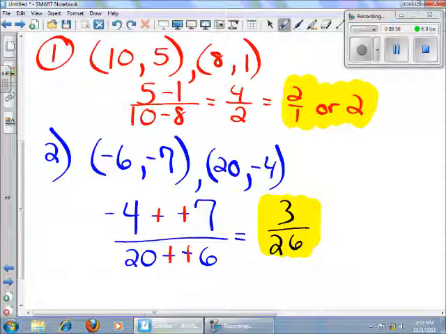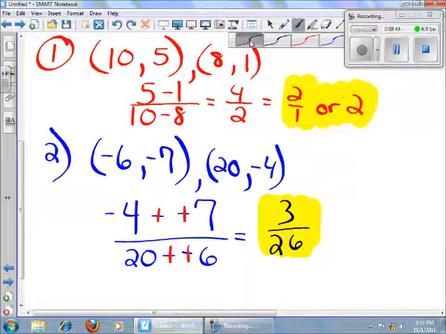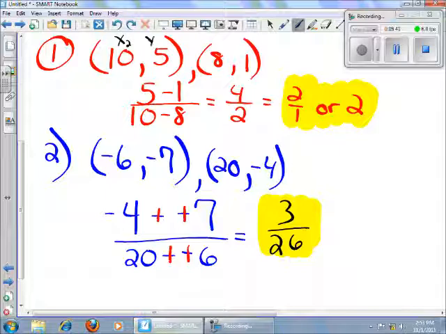I did the problems differently. In problem number 1, the way I set it up according to the formula was, this was x2, y2, and this was x1, y1. But in the blue problem, I did x1, y1, x2, y2. It doesn't matter.